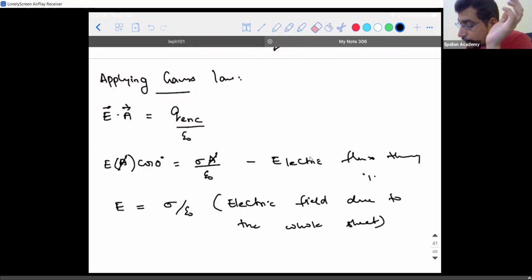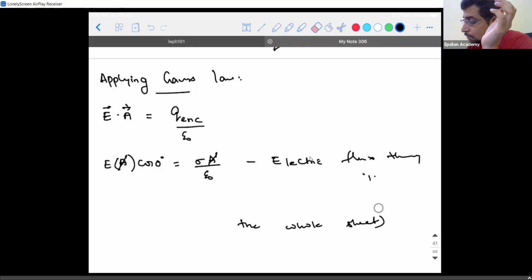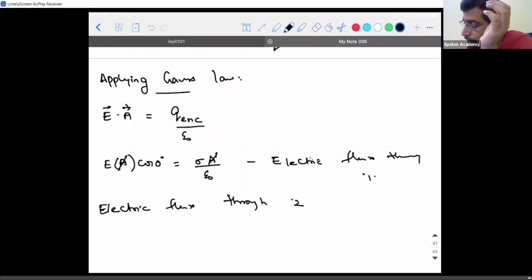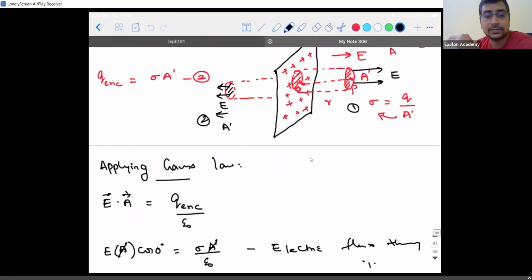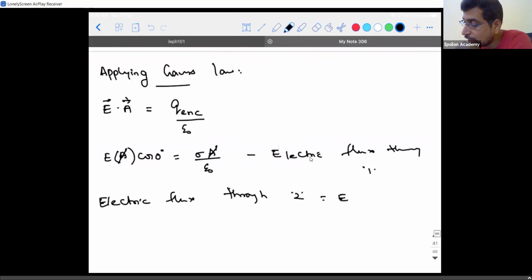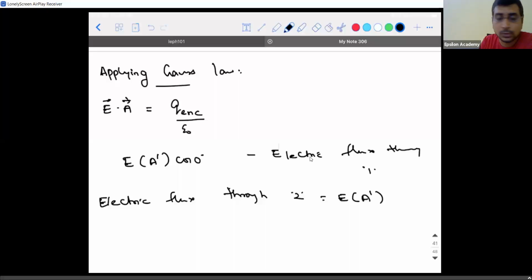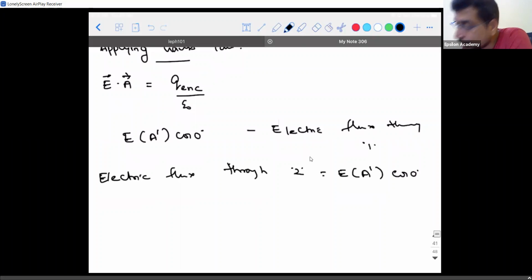Okay, to avoid this confusion, what I will do is, what is the electric flux through 2 also? The electric flux through the second flat surface is how much? Same, sir. It is E into A dash. Right? Guys, one small correction. I'm sorry. E into A dash into cos 0 degrees. This is the electric flux through first surface. Accepted? So electric flux through the second surface is also E into A dash into cos 0 degrees.